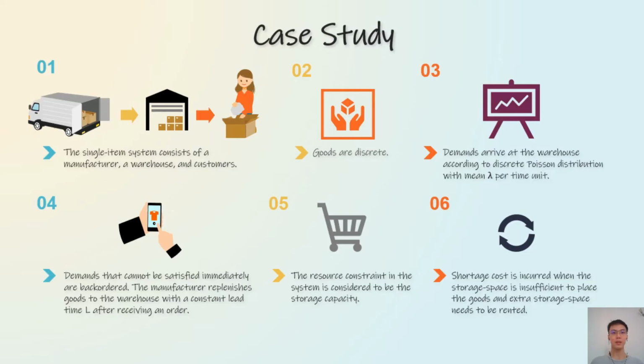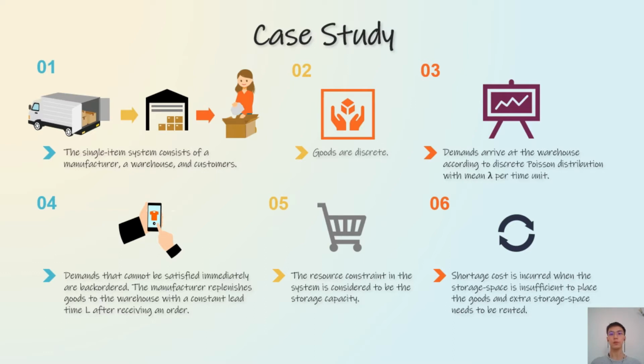From the case study, we know that first, the single item system consists of a manufacturer, a warehouse, and customers. Second, goods are discrete. Third, the demands arrive at the warehouse according to the discrete Poisson distribution with mean lambda per time unit. Fourth, the demands that cannot be satisfied immediately are back-ordered. The manufacturer replenishes goods to the warehouse with a constant lead time, capital L, after receiving an order.